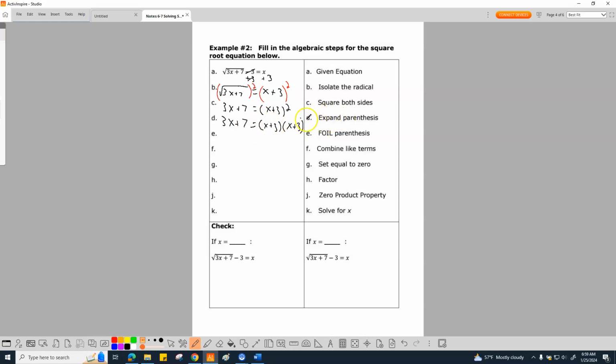So step D is expand parentheses. What do I have here? Just write it out twice. Now step E is FOIL. I'm going to color code this so y'all can see it. I'm going to do the best I can color coding this.